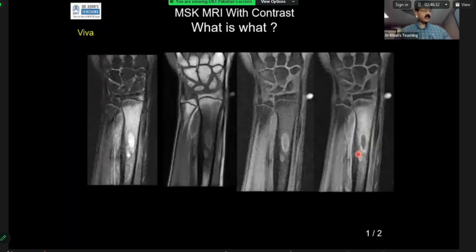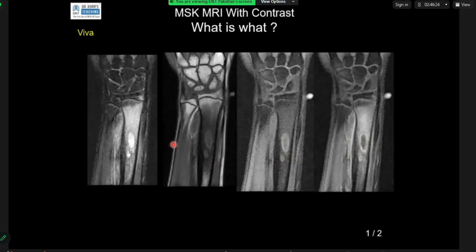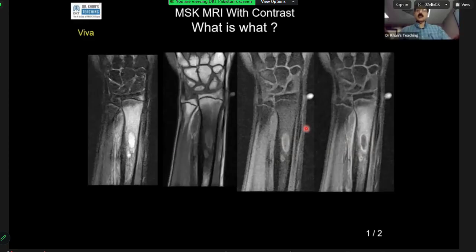So considering this, what do you think it is? Give me the diagnosis. Sorry, I was muted. I think given the edema, it does look like an inflammatory process. So either an abscess, I think an osteomyelitis is the most likely thing. Right.